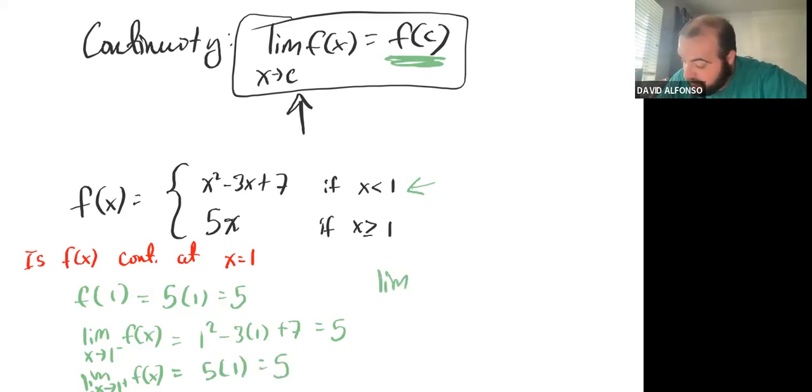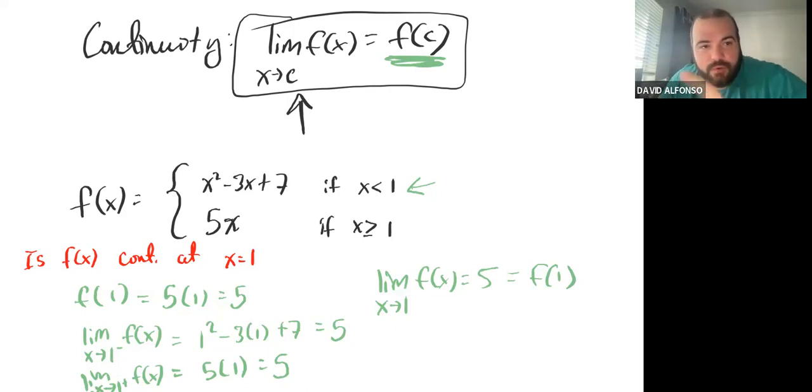Hence, the limit as x approaches 1, the common limit, because left and right approach the same value, is 5, which is equal to f of 1. Therefore, yes, it is continuous. If you were to graph this, you'd see that the pieces do meet at that point. So the limit and the value of y are the same. And that's how you can prove that a function is continuous. If any of these things fails, then you just say not continuous. Okay, so that's how you can prove continuity.